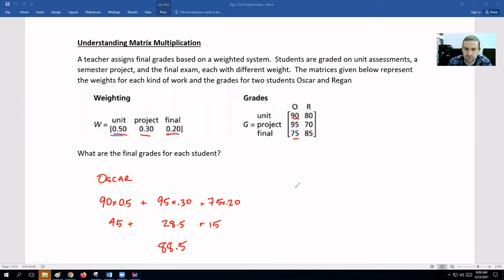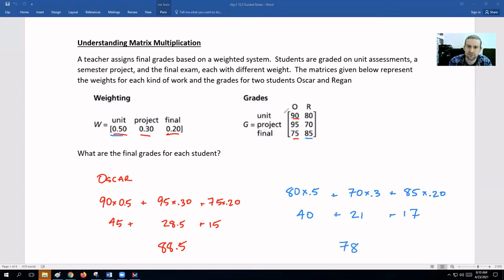Now Reagan here, we would do the same thing. We'd take the unit, they got an 80%, we're going to times it by 0.5, which is 40. We'll take the project, they got a 70, we'll times it by 0.30. 70 times 0.30 is 21. And then 85 times the 0.20 for the final, 85 times 0.20 is 17. And we'd add those together, 40 plus 21 plus 17, we get a total of 78.